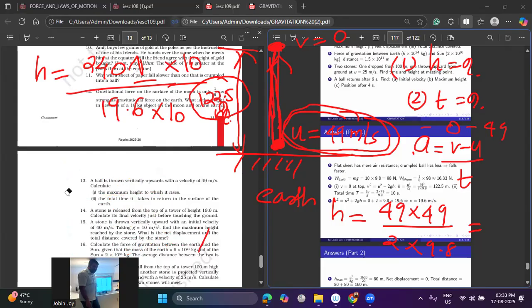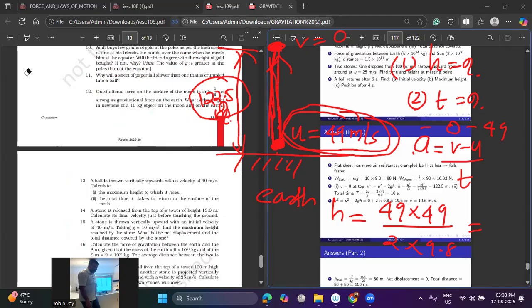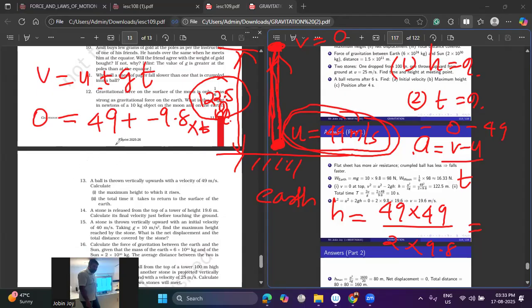So you can use the first equation of motion. V is equal to U plus gt. So write the first equation of motion: V is equal to U plus gt. The final velocity is equal to 0. So 0 is equal to 49 plus g, which is minus 9.8, into t. So I'm shifting this minus 9.8 t to the left side. So 9.8 t is equal to 49. So t is equal to 49 divided by 9.8.